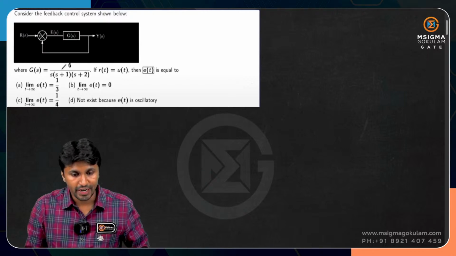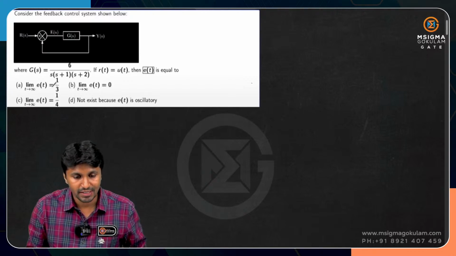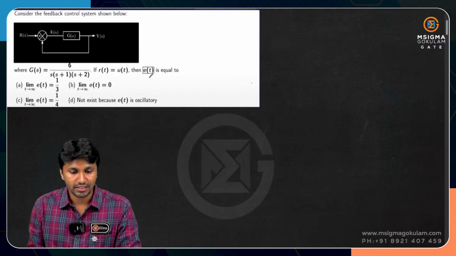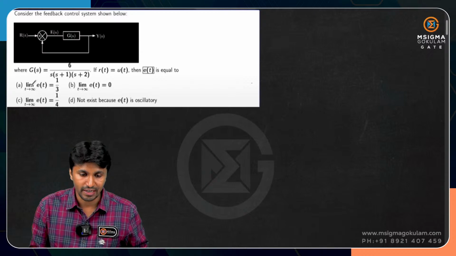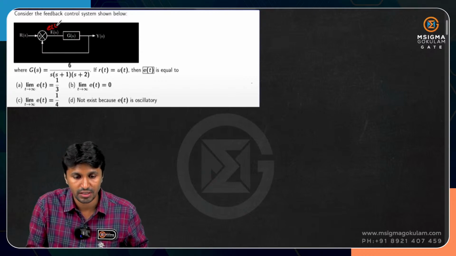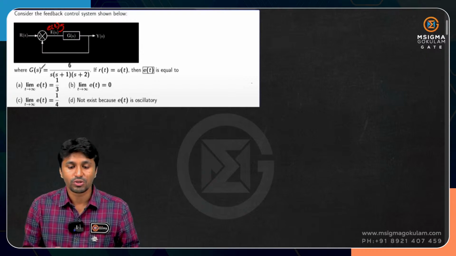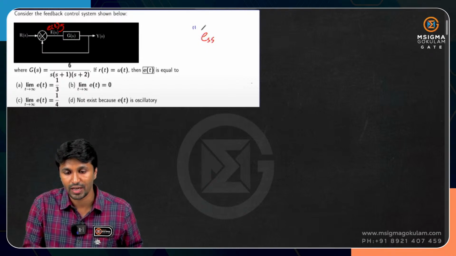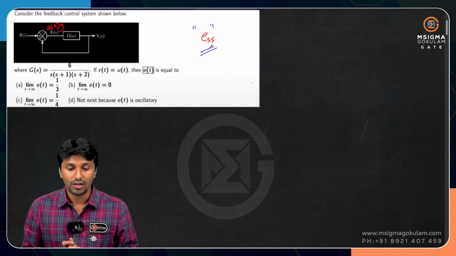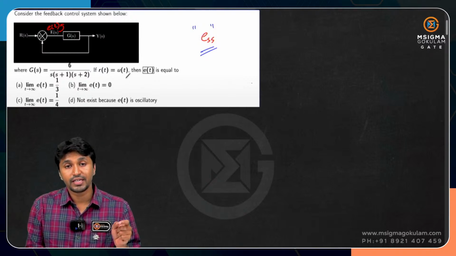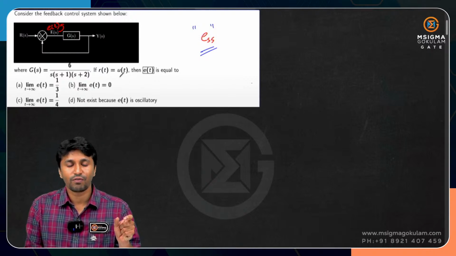You can see the block diagram. You have a unity feedback system, G of s is given, r of t is equal to u of t, and he is asking you to calculate the steady state error. Look at all the options: limit t tends to infinity of e of t. Inverse Laplace of E of s is e of t. So he is essentially asking you to calculate the steady state error for a step input.